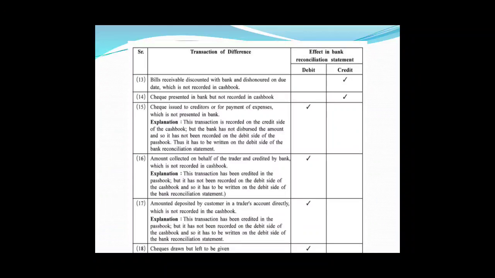Bills receivable discounted with the bank and dishonored on due date, which is not recorded in cash book. We have discussed this, that when the bill which was discounted with the bank is dishonored on the day of maturity, the bank is debiting that amount along with noting charges, so we need to credit that in our cash book. But if it is not done in the cash book, then it will be recorded in the bank reconciliation statement.